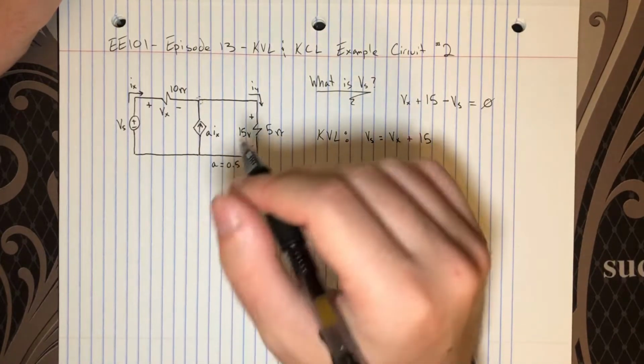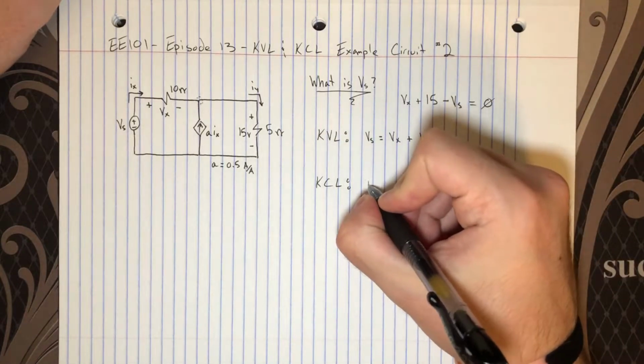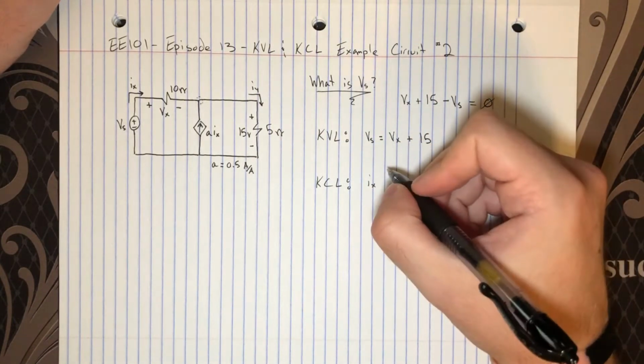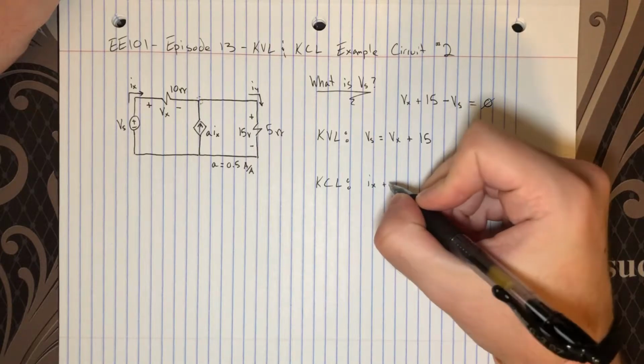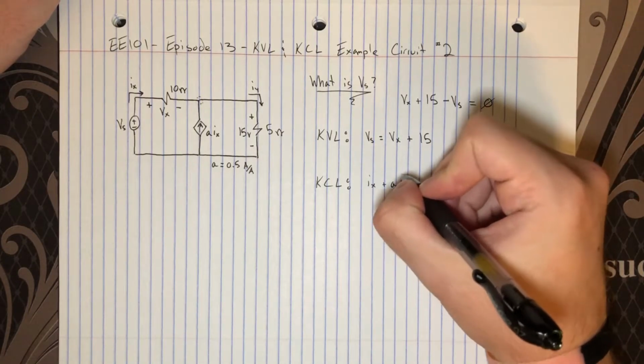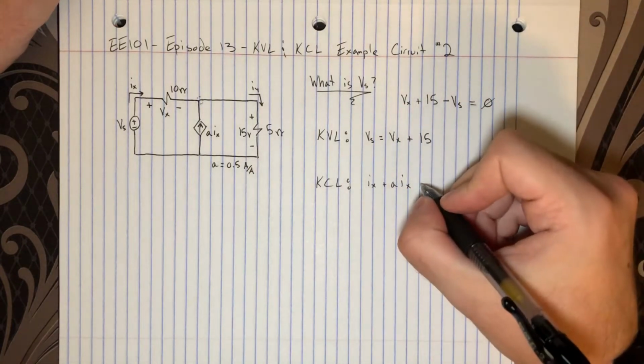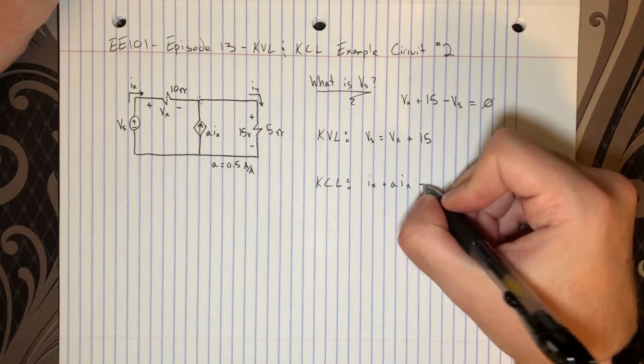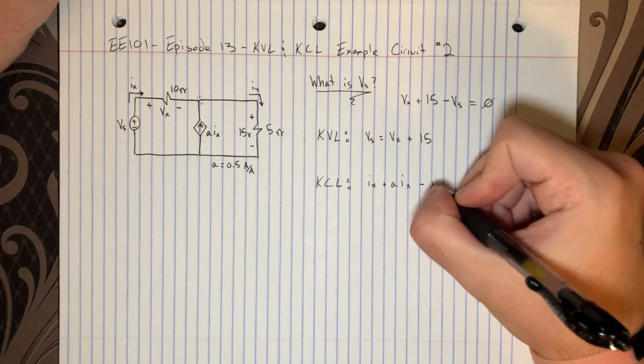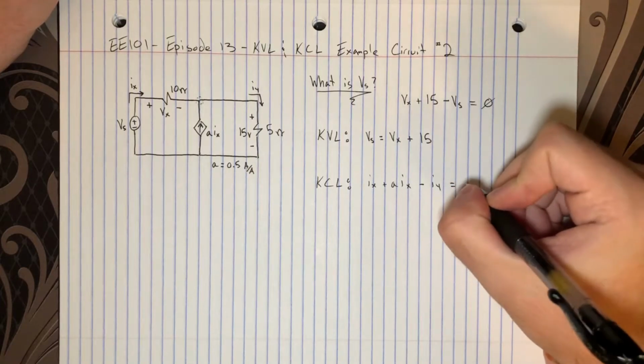So in this case, I can say that Ix plus aIx minus Iy equals 0.